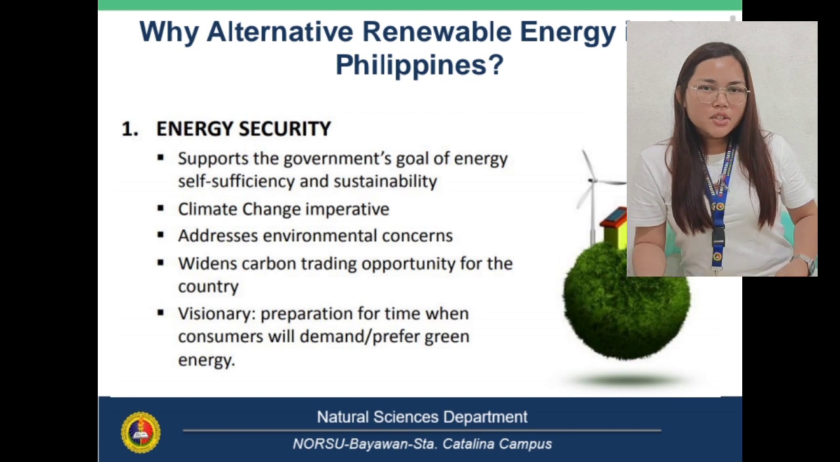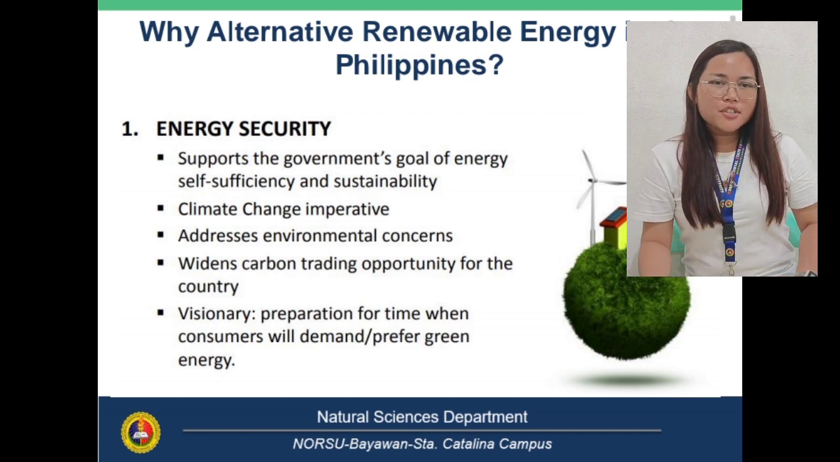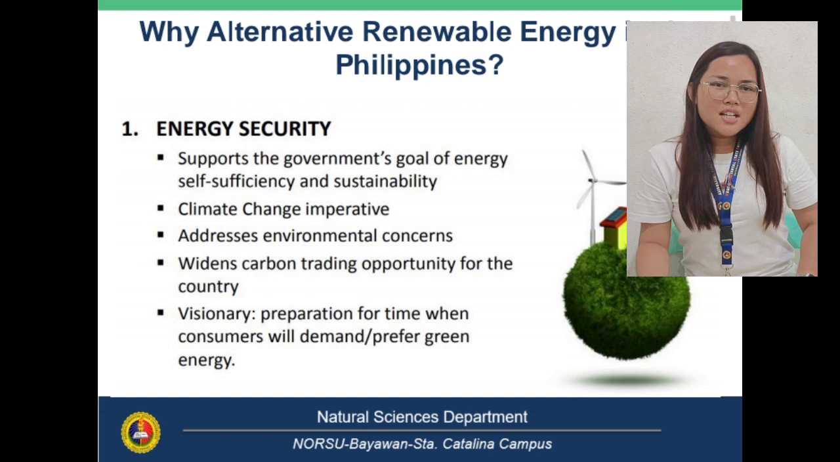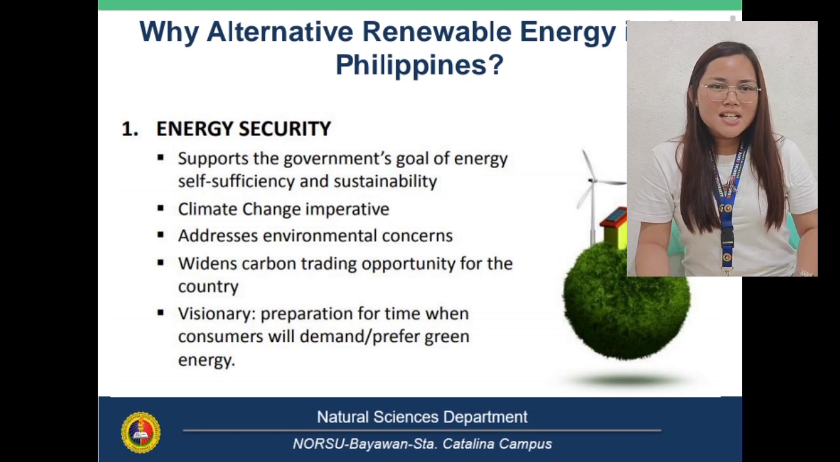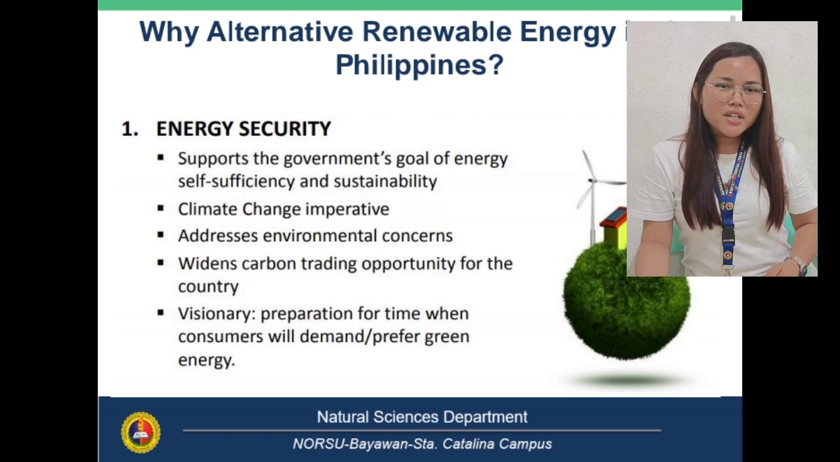Why alternative renewable energy in the Philippines? First, energy security. It supports the government's goal of energy self-sufficiency and sustainability. Second, climate change imperative. Third, it addresses environmental concerns. Fourth, it widens carbon trading opportunity for the country. And the last is visionary, preparation for the time when consumers will demand and prefer green energy.